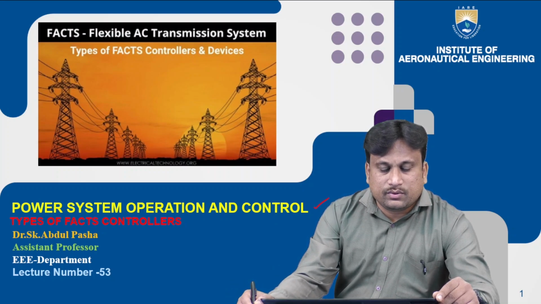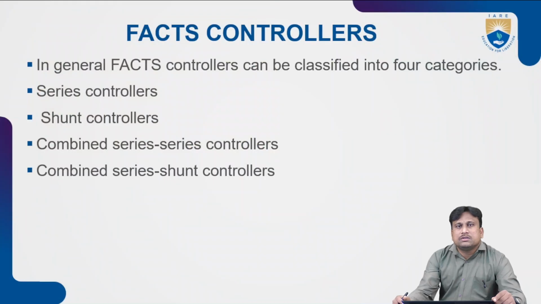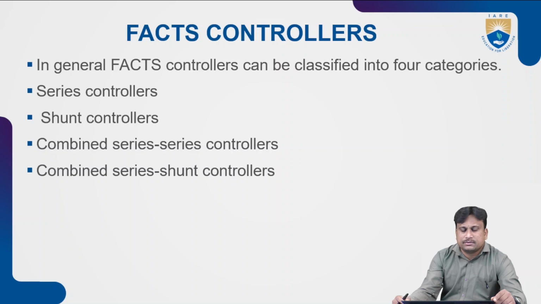So in this case, we are discussing some types of FACTS controllers introduced. Earlier we discussed some concepts regarding FACTS controllers. In this case we will discuss the various kinds of FACTS controllers introduced into the power system network. Generally FACTS controllers are introduced to compensate for something in the power system network. They can be classified into 4 categories.